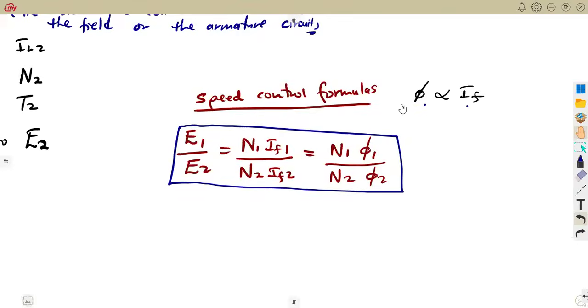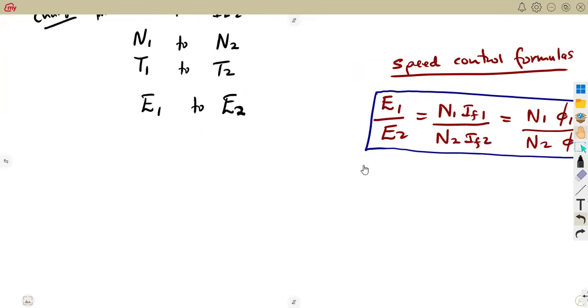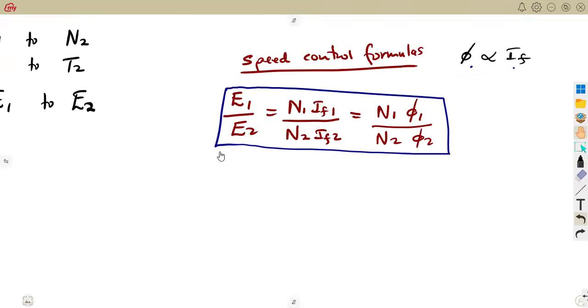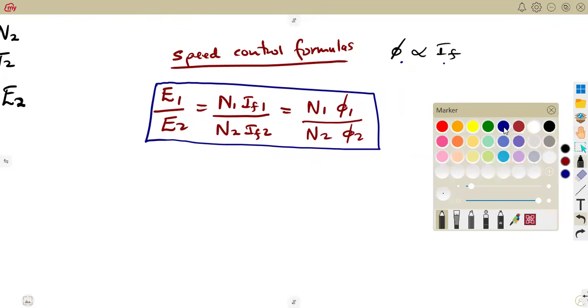As you consider this, it is not enough only for us to say, okay, this is speed control. We'll be given some consideration because we are talking about torque also here. It's going to change from T1 to T2. So they are going to also use formulas that consider torque.